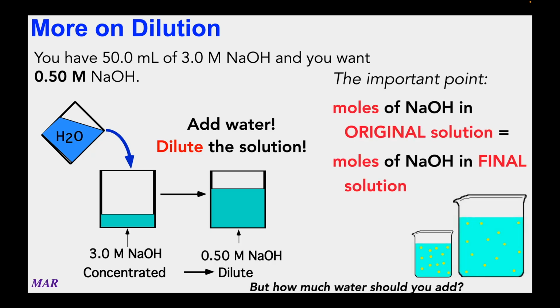And in this problem, we're not adding any more sodium hydroxide, all right? We're just adding water to it. So the number of moles, like those little yellow spots in that picture on the lower right, will be the same on the left and the right. We just have more water. But how much water do you add? Like how much water should you add to the 50 milliliters of 3.0 molar sodium hydroxide to make the final solution 0.50 molar? And that's a kind of question that you'll run into sometimes in these problems.